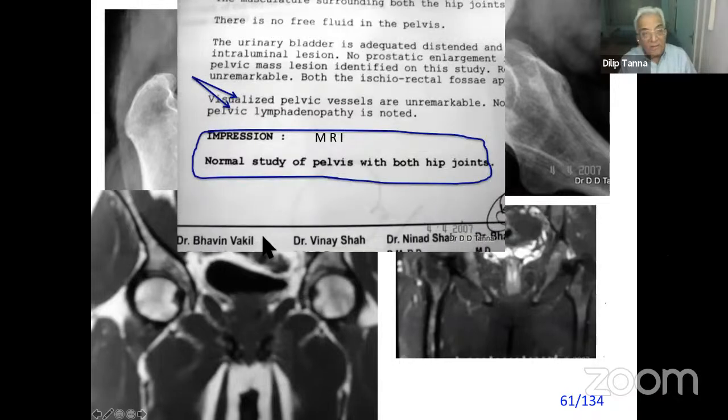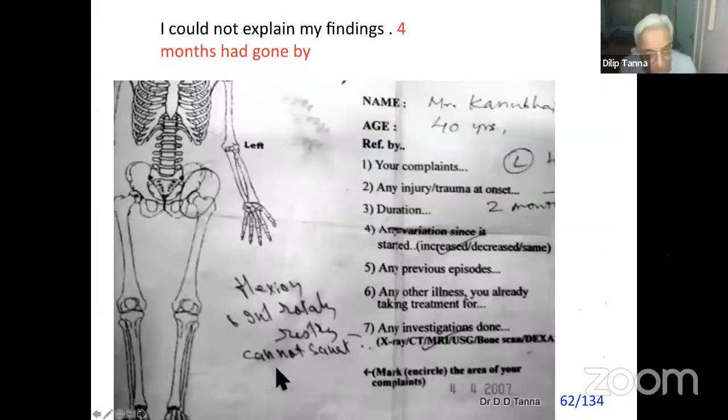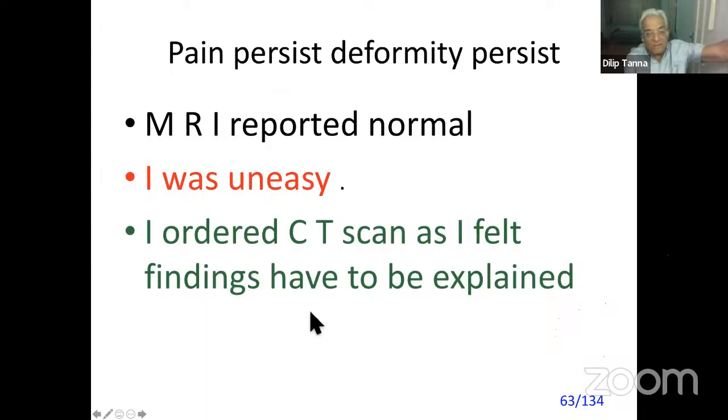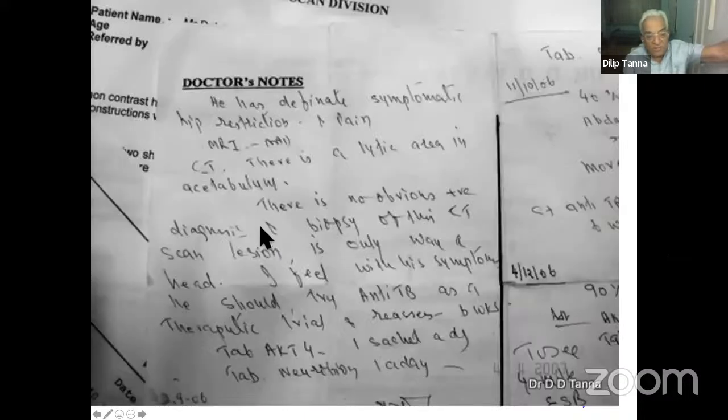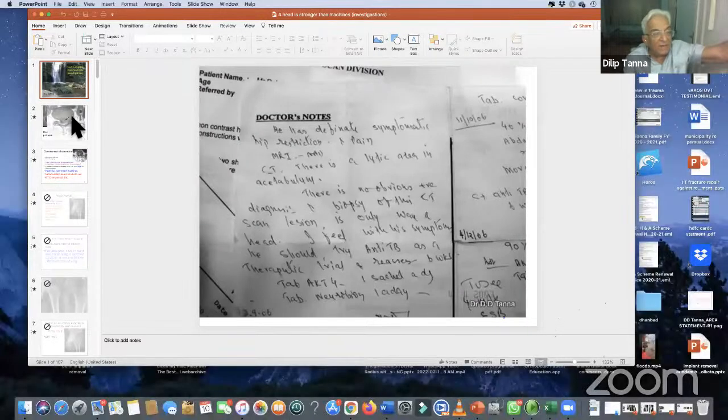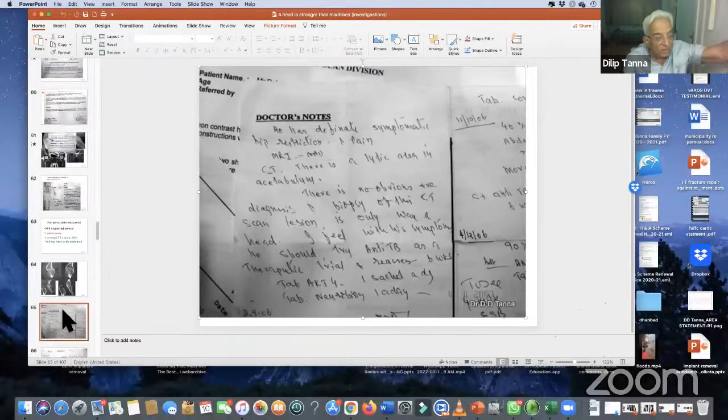Now, I could explain my finding. 4 months had gone by. Flexion and internal rotation restricted. Cannot squat. 40-year-old, 2 months, now 4 months have gone. Still, this is the finding. Pain persists. Deformity persists. MRI reported normal. I was uneasy. I ordered a CT scan as I felt the findings have to be explained. And there you can see the CT scan. This is where it is. A small lesion. Now, if you see, somebody had reported something on the CT and the MRI, but had felt it is normal.